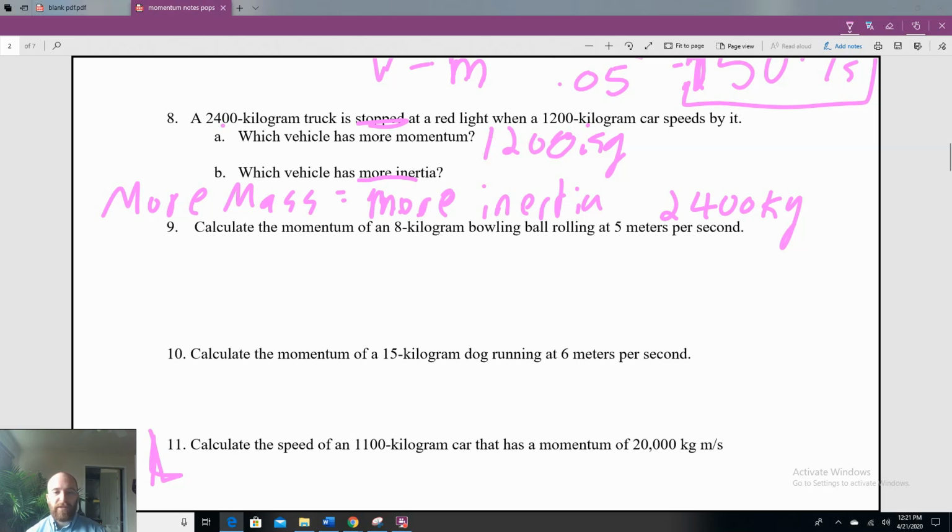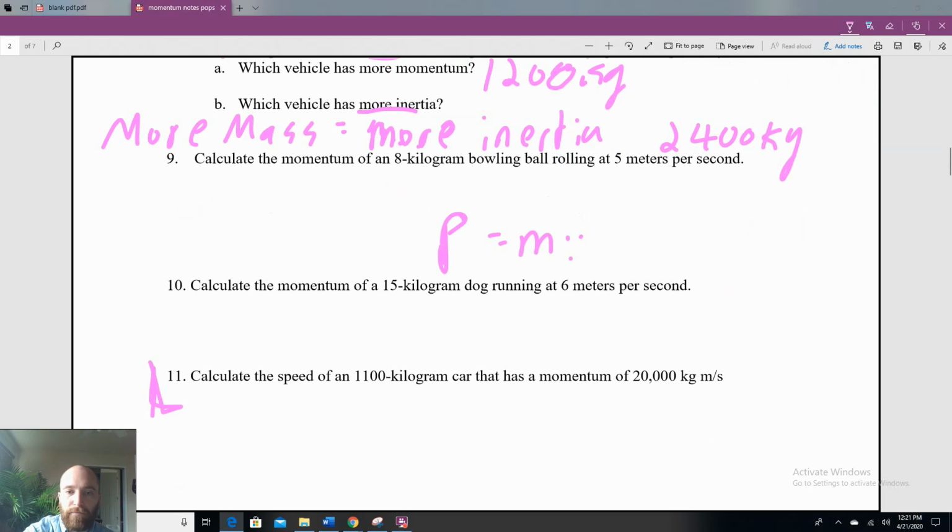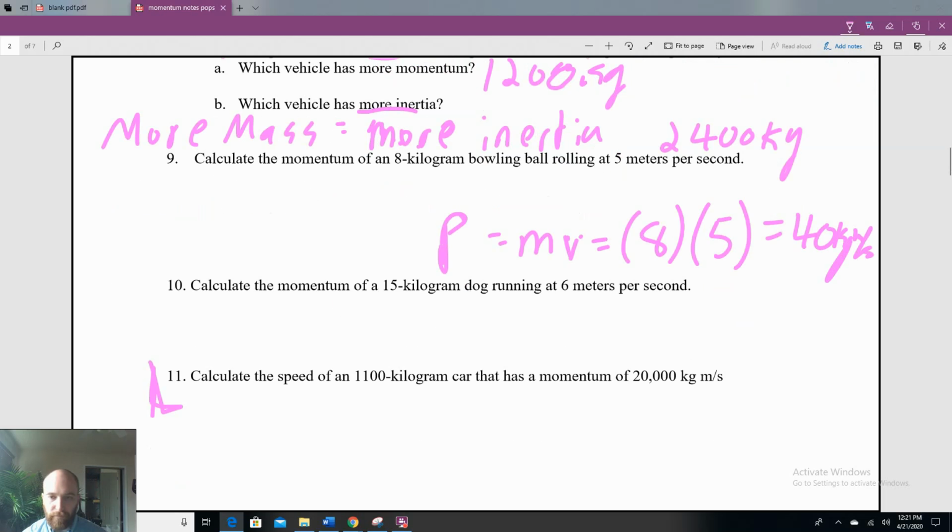9. Calculate the momentum of an 8 kilogram bowling ball rolling at 5 meters per second. Alright, we're calculating momentum. We have an equation for that. It's p equals mv. Alright, p is what we're looking for. I think we know the mass is 8 kilograms, because mass is measured in kilograms. We know the speed is 5 meters per second, and 8 times 5 is 40. There we go. So once you're a little used to these, they start going a little bit quicker.